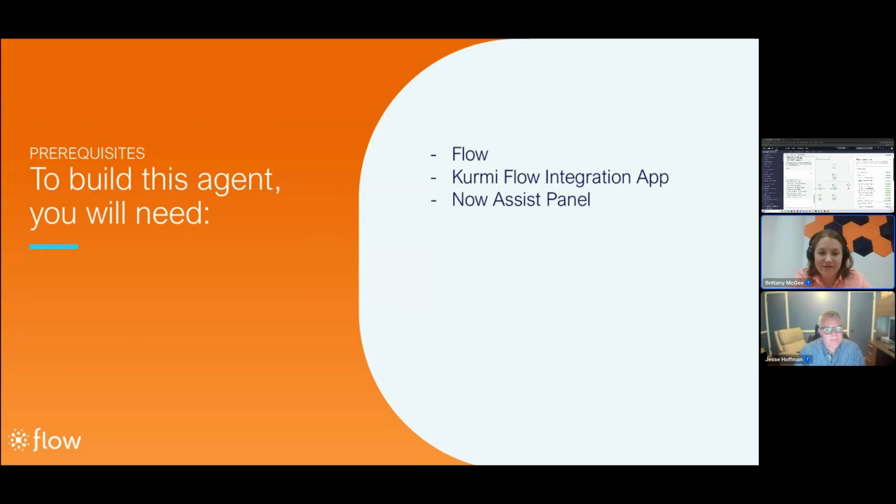Prerequisites first. What do we need to do this? Yeah, exactly. Pretty simple and straightforward in the sense that, of course, go back to that diagram we showed earlier, Flow is right there at the heart of this. That is the engine that's driving all the UC automation. Along with that, on the ServiceNow side, we have the Flow integration app and the Now Assist panel. Those are the key aspects we need to get started.